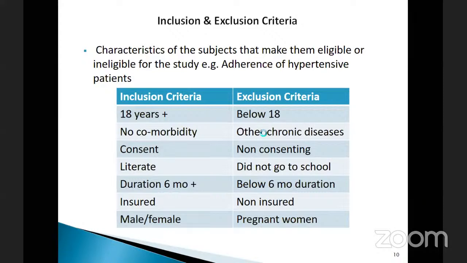Now, if you look at this, all these people, both inclusion and exclusion, are all hypertensive patients. But we have a hypertensive patient who is below 18 years, we say we cannot include. Or a hypertensive patient who said, I don't want to be part of your study, you don't include. So you have to clearly define your inclusion criteria and the exclusion criteria at the beginning of the study. So this is just an illustration.